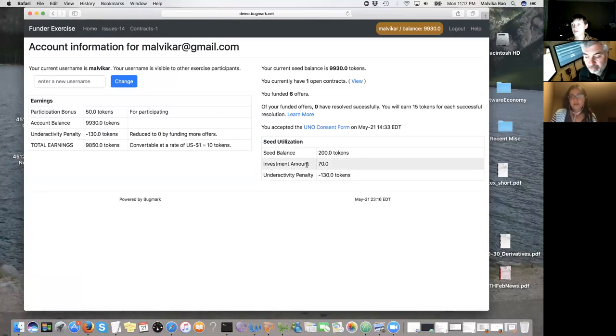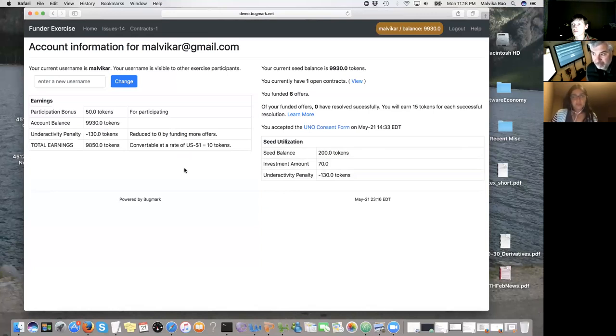This is because I funded 6 offers, thereby contributing 60 tokens, and I accepted 1 offer as a worker, contributing again 10 tokens for worker cost, and therefore the investment amount is 70. And then that's the underactivity penalty, because out of the initial seed money of 200 tokens, I invested 70 in either funding issues as a funder or paying the worker cost as a worker. And so 200 minus 70, 130.